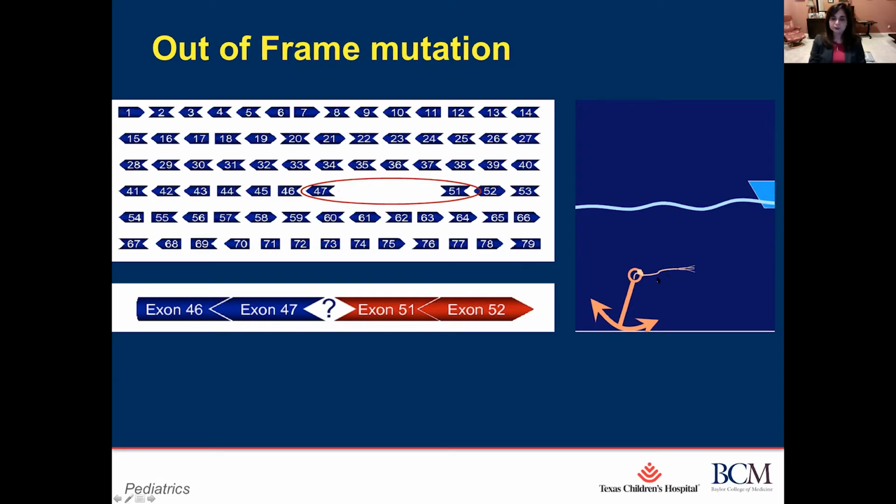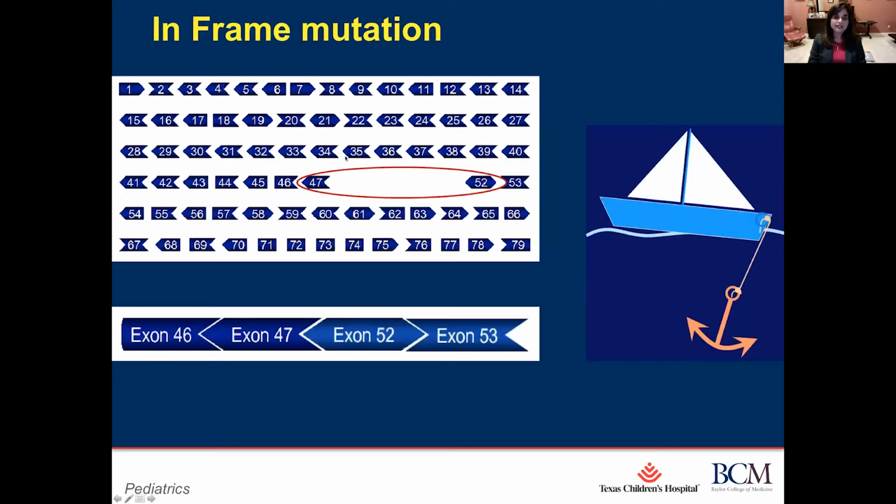And as I mentioned, dystrophin is a rope which connects the cytoskeleton to the extracellular matrix. This rope is going to be detached, and no more anchor is going to be connected to the cell membrane. And that's why the boat, the muscle, is not going to function. While in the in-frame mutation, if the patient is missing 48 to 51, you can see 47 is going to fit to 52. Although this is going to be a shorter dystrophin, it can still make some dystrophin, and you can see that the anchor is still connected and the muscle, or boat, is going to function.